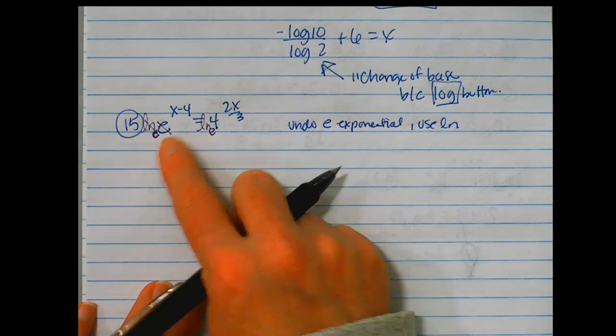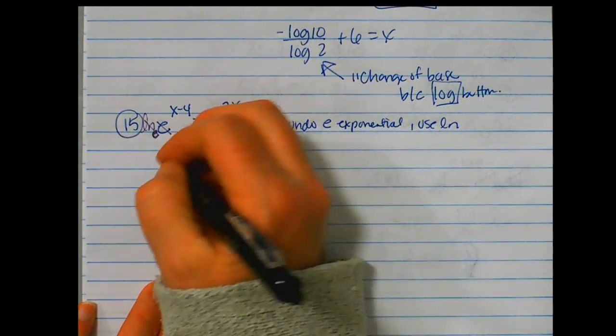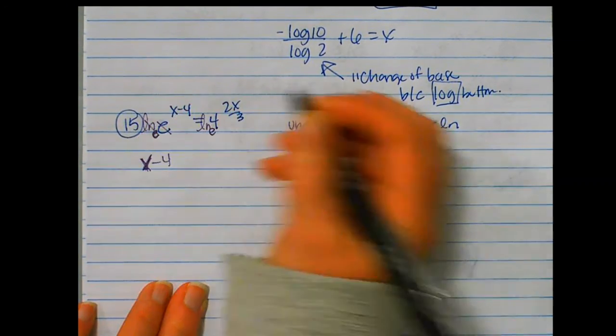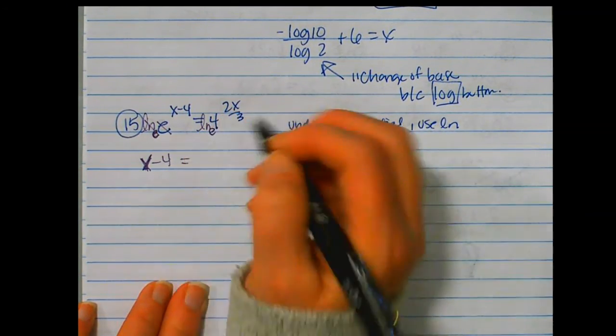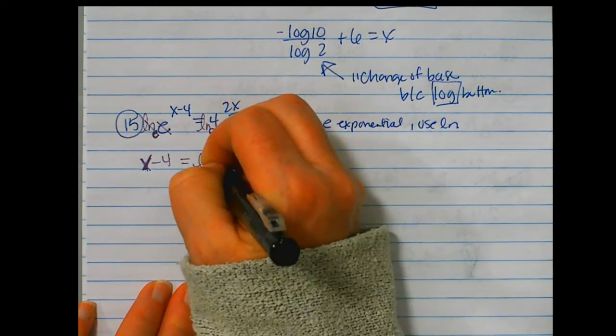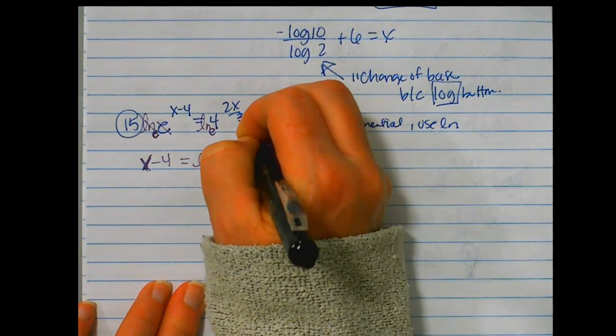But on this side, they cancel out, and now we have x minus 4 is not an exponent anymore. It's just on the ground. So we have x minus 4. Now on this side, it's more complicated. Let me write it bigger so we can see what's going on.